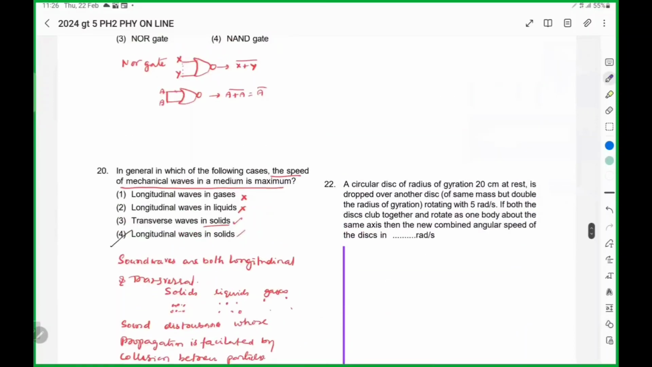Here, a circular disk of radius of gyration 20 centimeter at rest is dropped over another disk of the same mass but double the radius of gyration.